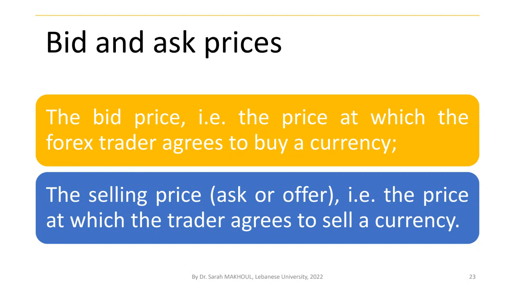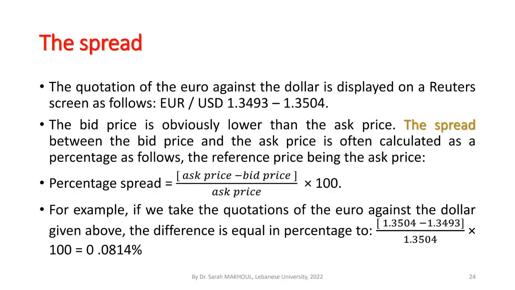The selling price, also known as the ask or offer, is the price at which the trader agrees to sell a currency. In general, we go to banks, and banks give us the display screen against dollars and euros, for example. So we get to know the spread. The spread is also calculated by percentage: the ask price minus the bid price, divided by the ask price. It's the same as used in previous slides.